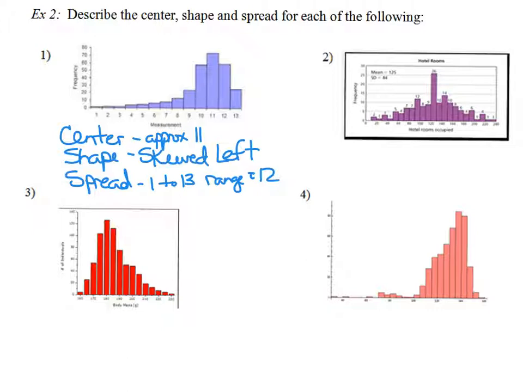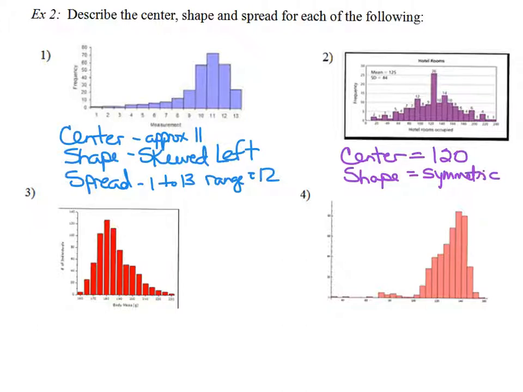Looking at the second example, I see that I've got a graph that has its center right in the middle. So I'm going to call this center equal to, if you look at the numbers carefully, I know it's kind of small in the note packet, but I'm going to say the center is approximately at 120. The shape, this one is one that is nice and symmetrical. So I'm going to call this one symmetric.